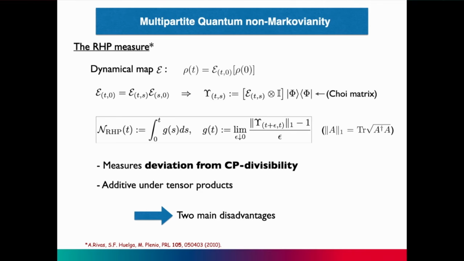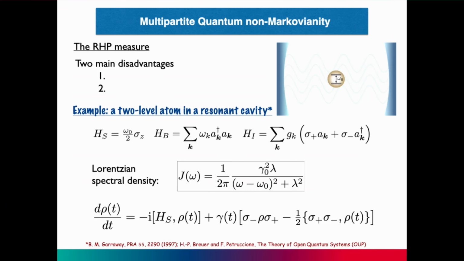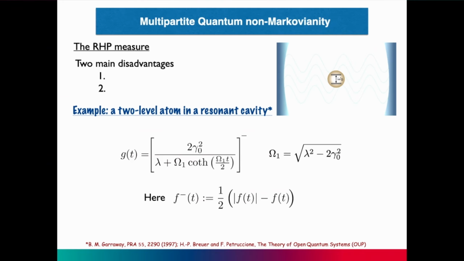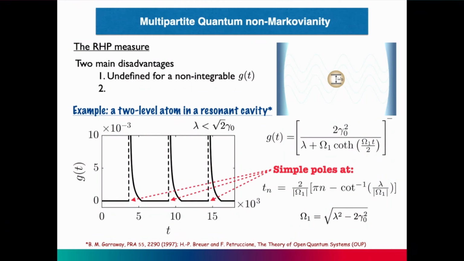Both of these can be nicely illustrated with a well-known example of a single two-level atom inside a resonant QED cavity. The cavity starts in the vacuum state, and losses are modeled with a Lorentzian spectral density, as usual. The interaction Hamiltonian preserves the number of excitations. So in this case, you can solve the dynamics of the atom, which is the open system, with pen and paper, and you can calculate the function g of t likewise. And we can see that it has two features. First, it has simple poles that cannot be integrated, so the measure is not well defined.